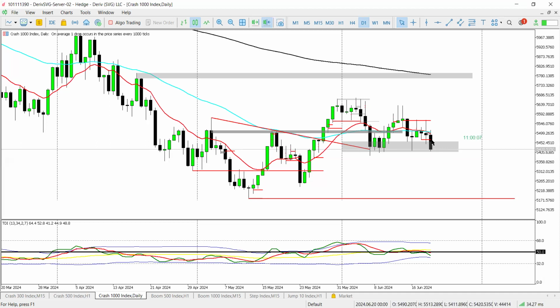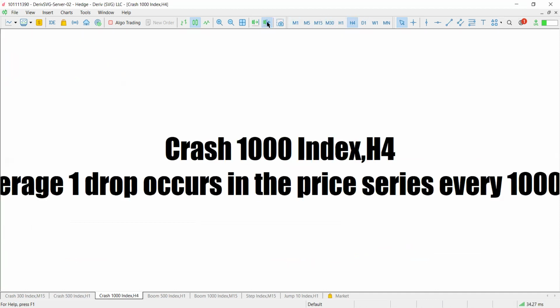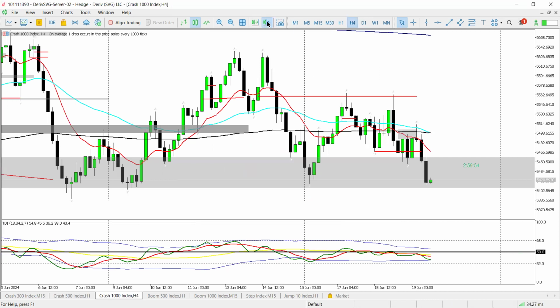So I would love to see how today's candle closes. And most likely, if we do close nicely bearish like this, tomorrow will actually be the best day to get sells on C1000. So we do have a selling bias. Let's see if we can get another sell entry.